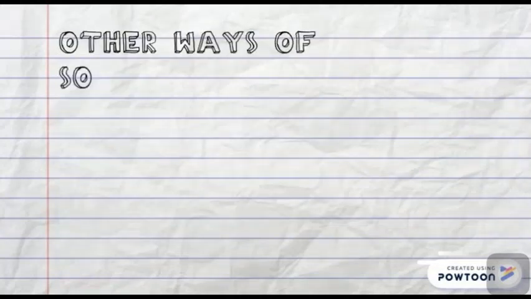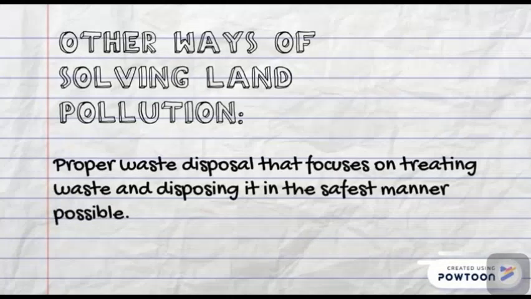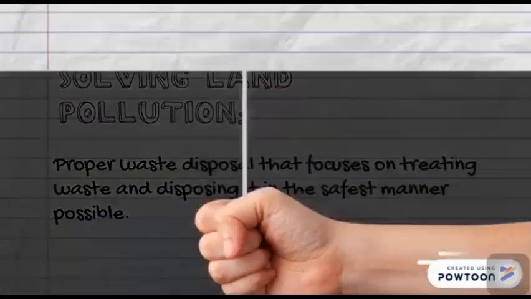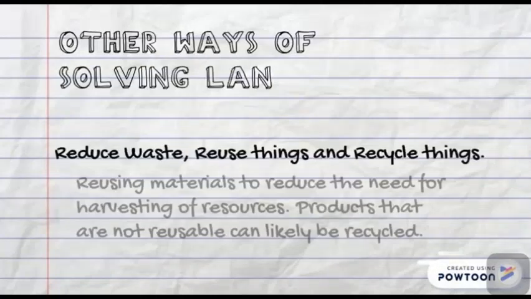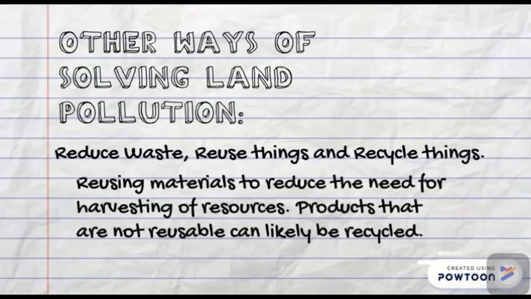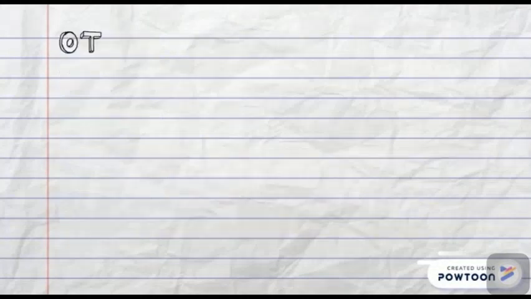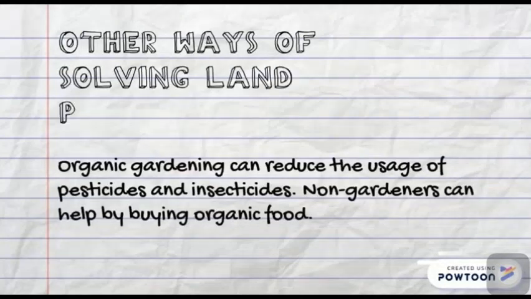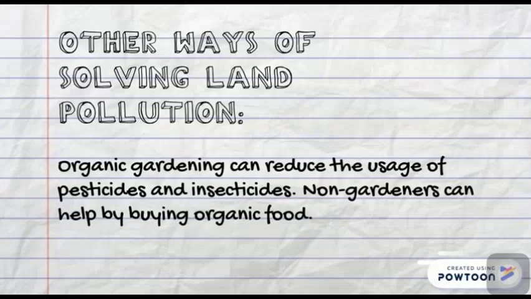Other ways of solving land pollution. First, proper waste disposal that focuses on treating waste and disposing of it in the safest manner possible. Second, reduce waste, reusing and recycling. Reusing materials reduces the need for harvesting of resources. Products that are not reusable can likely be recycled. Third, organic gardening can reduce the usage of pesticide and insecticide. Non-gardeners can help by buying organic food.